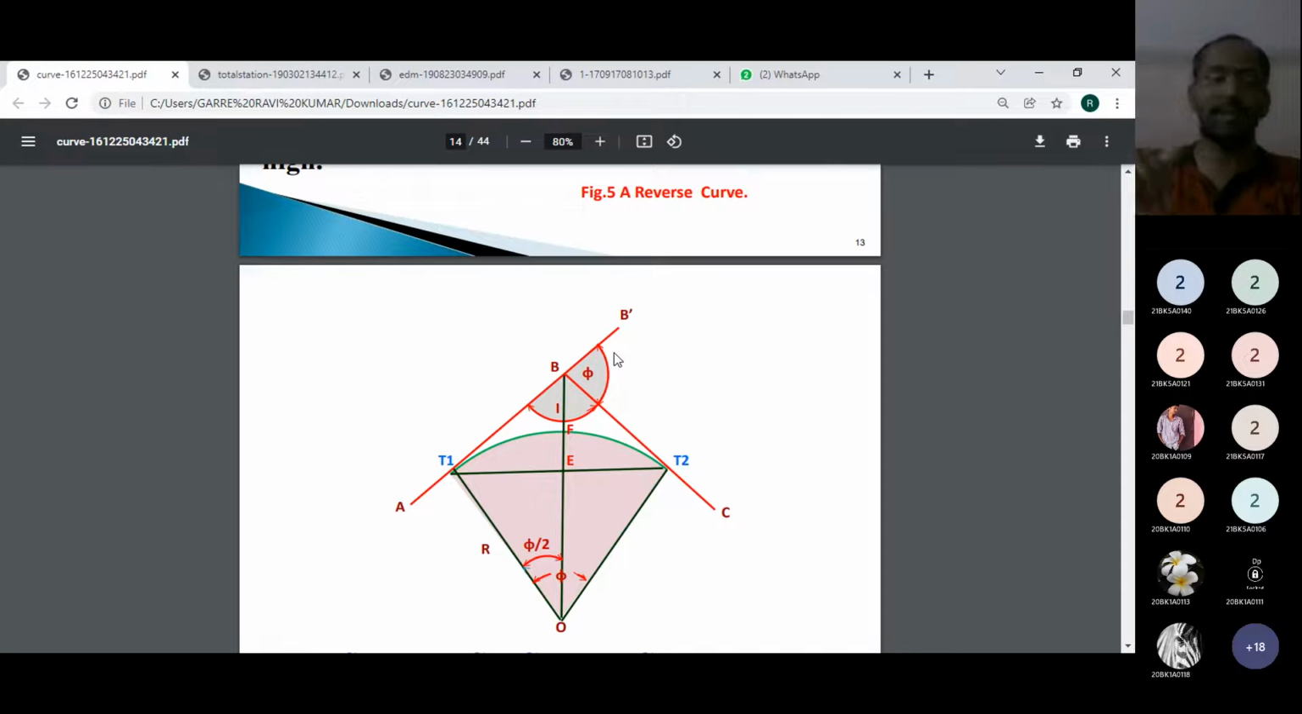Now the AB line has been extended. The extension of the AB line makes an angle with the BC line, which is the deflection angle phi. The angle between the AB line and the BC line is called the angle of intersection, which is equal to I. Therefore ABB' is a straight line, so phi plus I is equal to 180 degrees. Understand or no?